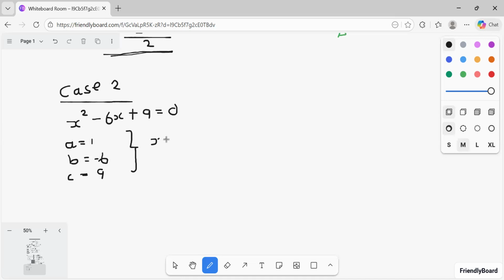x is equal to negative, open brackets, -6, plus or minus square root. Remember, what is inside the square root is our delta. Remember that? So -6 squared, -4 times 1 times 9.